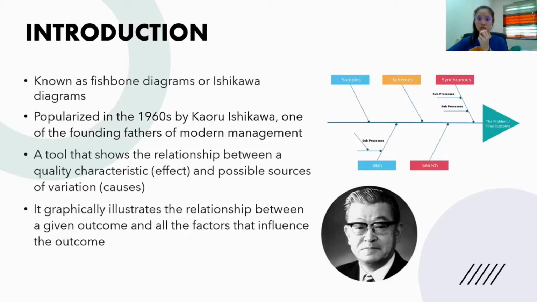What is a cause and effect diagram? It is also known as fishbone diagrams or Ishikawa diagrams. It was popularized in the 1960s by Kaoru Ishikawa, one of the founding fathers of modern management. A cause and effect diagram is a tool that shows the relationship between a quality characteristic and possible sources of variation. It graphically illustrates the relationship between a given outcome and all the factors that influence the outcome.